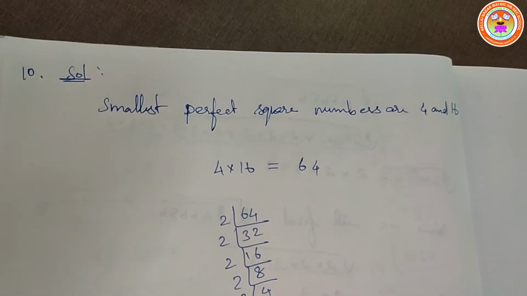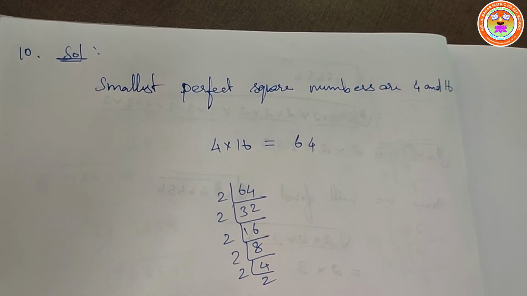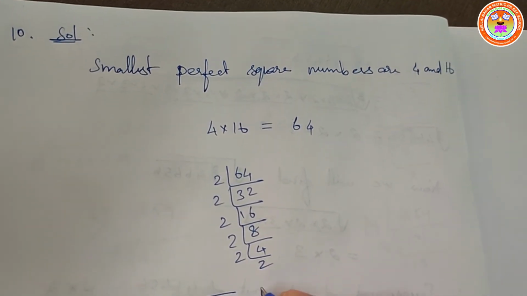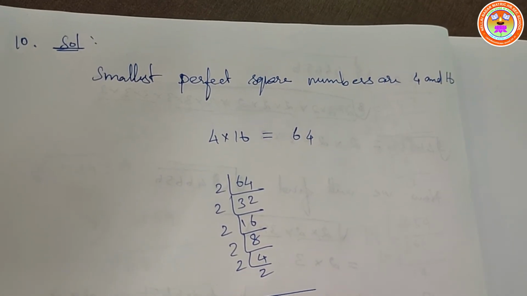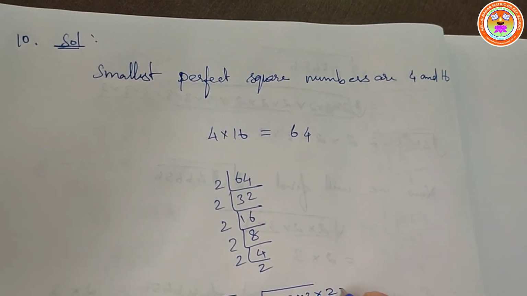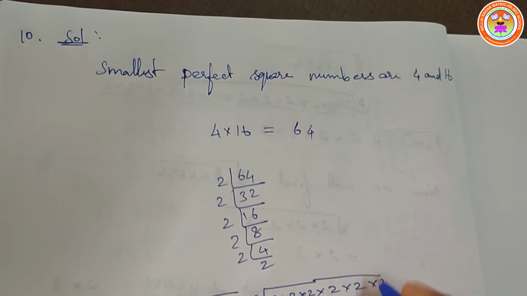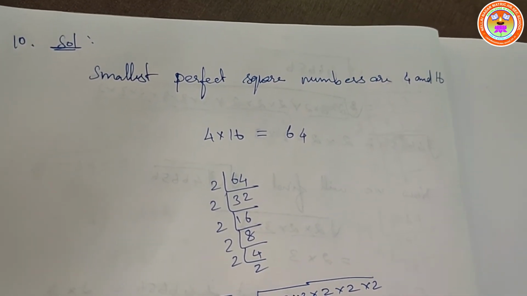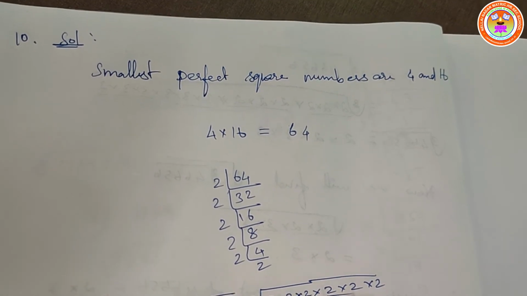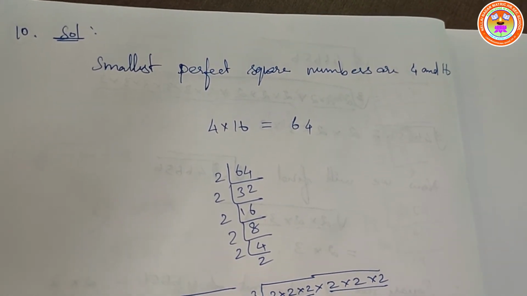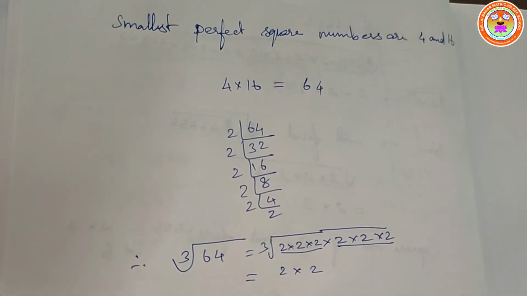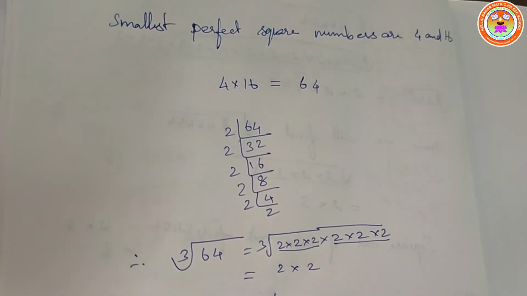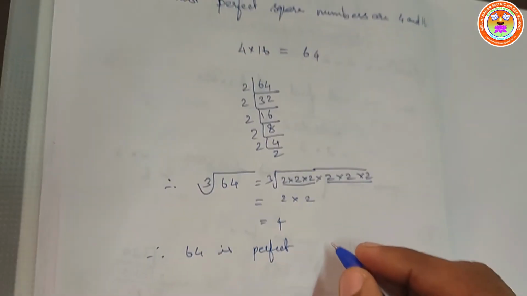So therefore the cube root of 64 is equal to the cube root of 2 into 2 into 2 into 2 into 2 into 2, which is equal to, 2 2s are one set, you take 2 outside, and one more set, you take 2 outside, 2 2s are 4. So therefore 64 is a perfect cube.